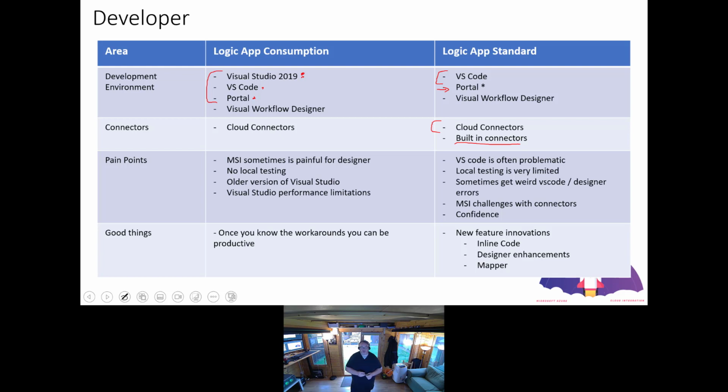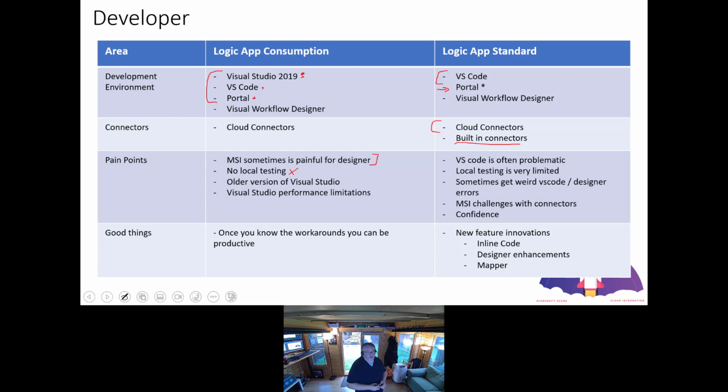Now, from a developer perspective, the pain points, there's some differences here. One of my personal ones that I don't like is we like to use managed service identities where we can because it makes life easier. In Visual Studio 2019 for consumption, it definitely works. We do it all the time, but the designer doesn't. There's a little bit of a bug where it sort of says there's an error, but it's not really an error. You can just ignore it. So that's one of my little annoyances in VS 2019.